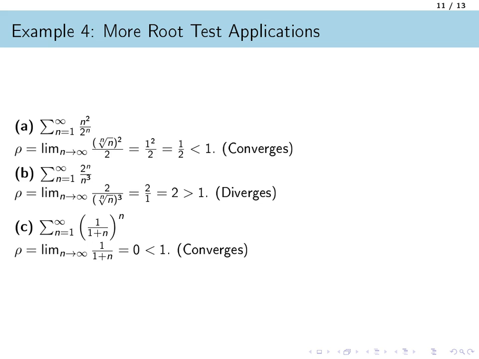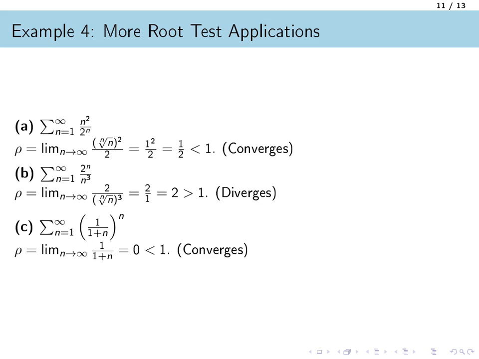Let us work through 3 more examples to see the root test in action. First, consider the series with terms n squared over 2 to the power of n. When we take the nth root, we get the nth root of n squared, all divided by 2. We know the limit of the nth root of n is 1. Therefore, our limit rho becomes 1 squared over 2, which is 1/2. Since rho is less than 1, the series converges.